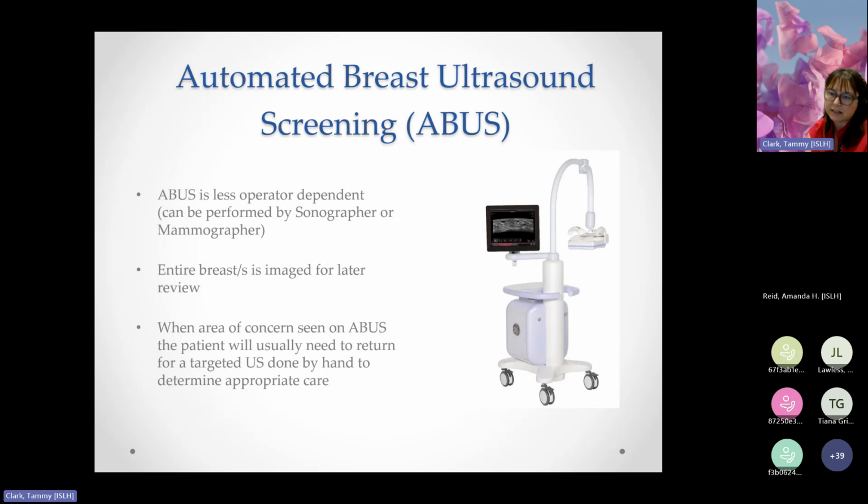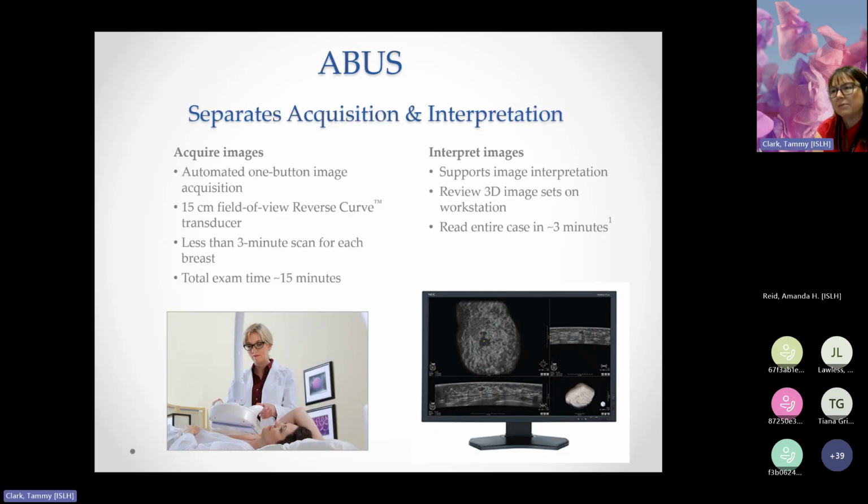So the entire breast is imaged and reviewed later. The downfall of ABUS is when a concern is seen on ABUS, the patient will have to return for targeted breast ultrasound at a diagnostic center to determine appropriate care. ABUS separates the acquisition and the interpretation. So it's an automated one button acquisition.